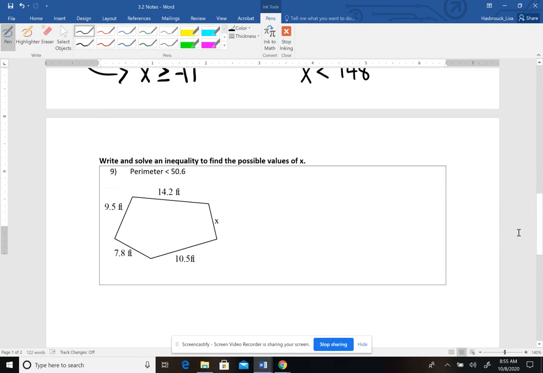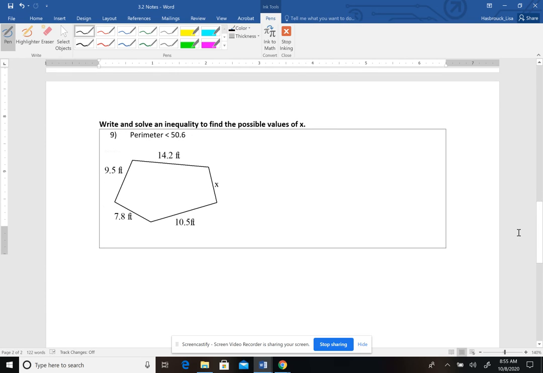For number 9, this is our last problem. It says write and solve an inequality to find the possible values of x. It tells us the perimeter is less than 50.6. So what perimeter means, we're adding up all the sides. I'm going to take 14.2 plus 9.5 plus 7.8 plus 10.5 plus x, because x is also a side. And it says that that perimeter, all those sides added up, is less than 50.6.